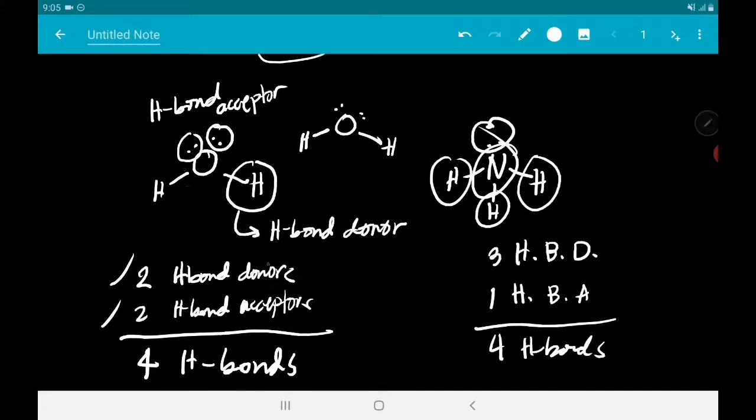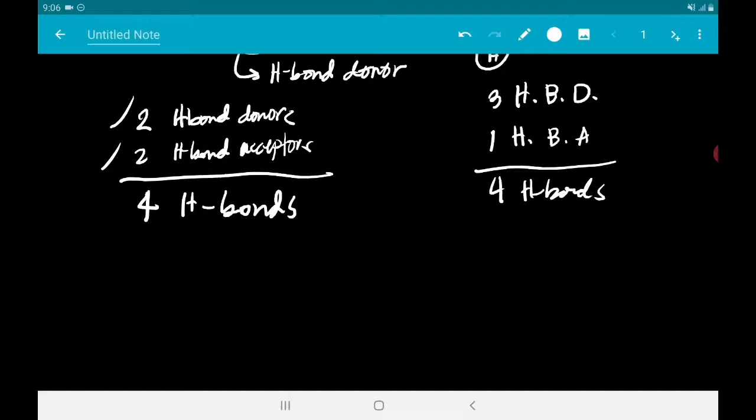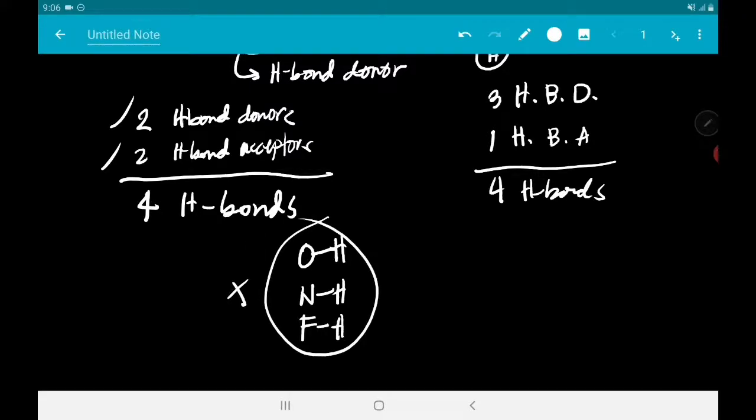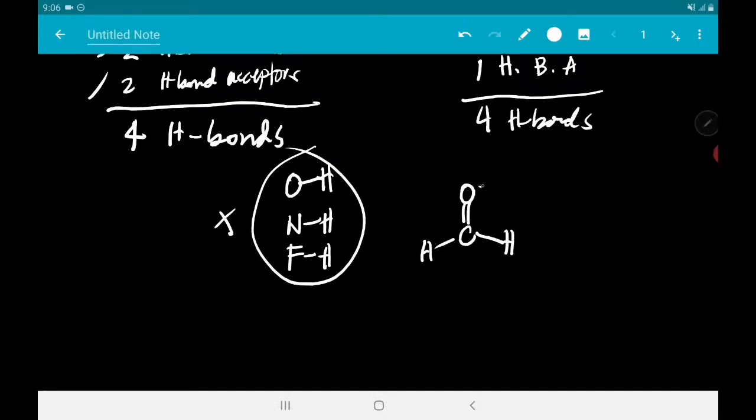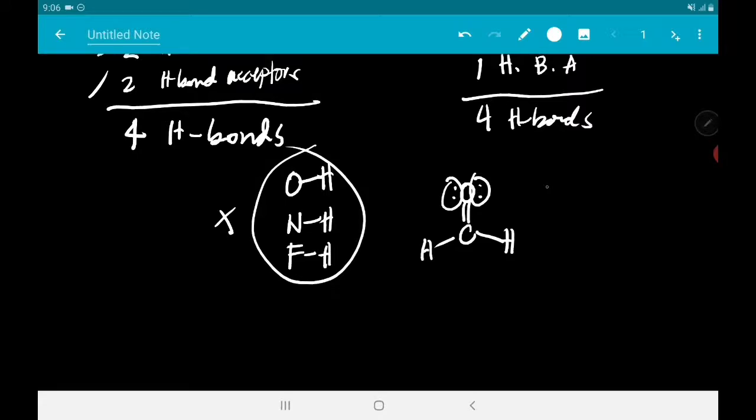However, nitrogen is less electronegative than oxygen, kaya mas mataas ang boiling point ng water kaysa sa ammonia in pure solution. Okay? There are molecules na walang OH, walang NH, wala ring FH bonds, wala sila niyan, pero they can still undergo hydrogen bonding. So, ano yung example nun? Formaldehyde. So, formaldehyde has no H bond donor kasi walang H na nakakabit directly sa oxygen nila. Okay? Pero yung oxygen itself, meron siyang dalawang lone pair.